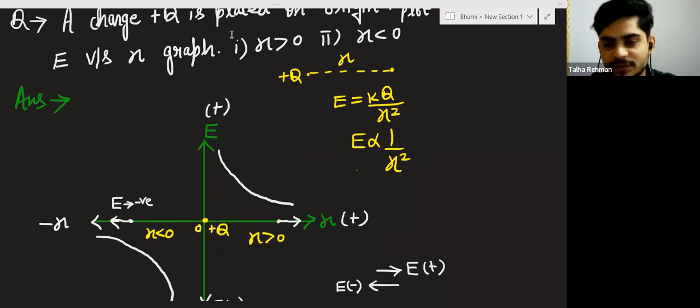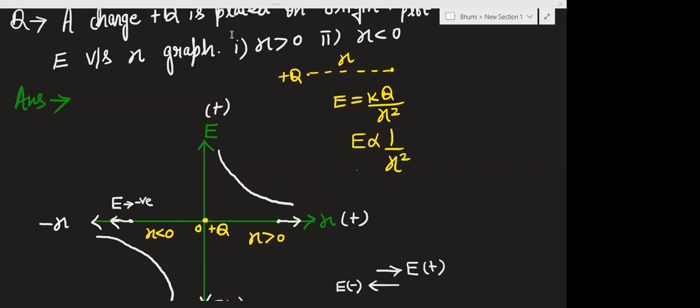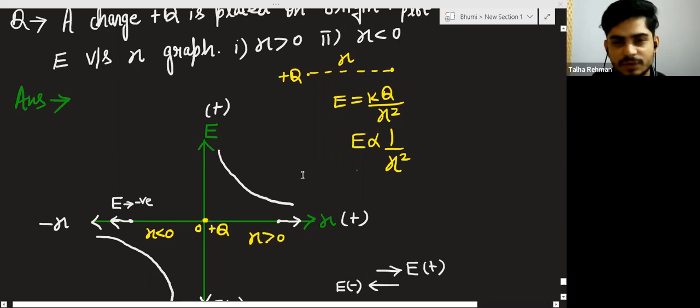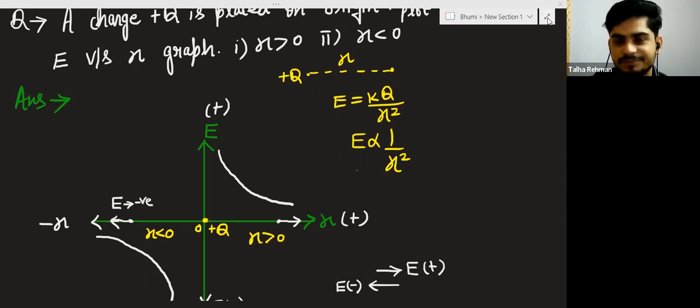Fine. Have you got this now? Yes, sir. So I have done nothing. It is just a game of sign. You have to take the sign. Like in this direction, I have taken the electric field positive. Or if you are not getting the signs and all that, then you can learn the graph. That's not a problem. So please note it down.